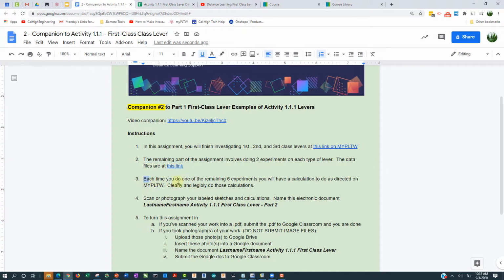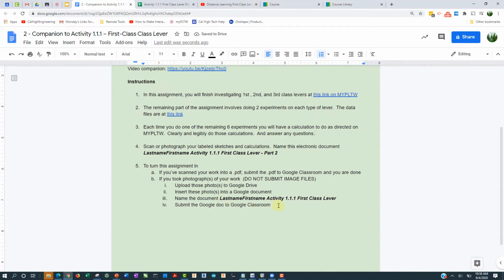Each time you do one of the remaining 6 experiments, you will have a calculation to do, as directed on MYPLTW. Clearly and legibly do those calculations and answer any questions. Then you're going to scan or photograph that stuff and turn it in right here, as described here.